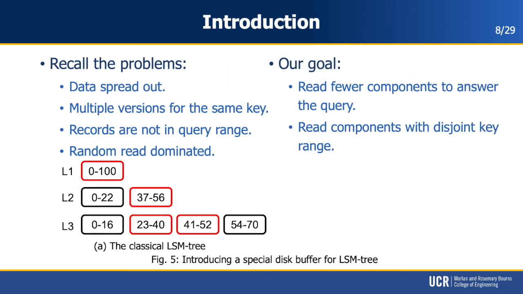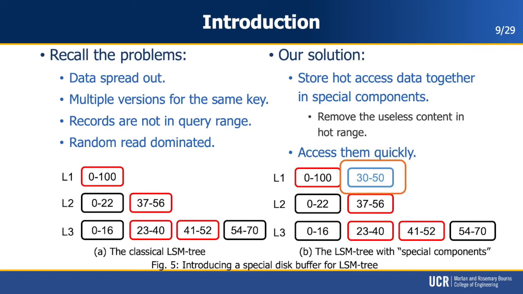In our work, we are trying to solve these problems with an efficient solution. Our goal is to let LSM tree read few components to answer the query, and read components with disjoint keys. Our solution is hinted by compaction. It stores the hot access data together and removes the useless content in the hot range. For example, if there is a component containing 30 to 50 in level 1, we can directly use this component to answer the range query, and avoid checking the other components in the rest of the levels.